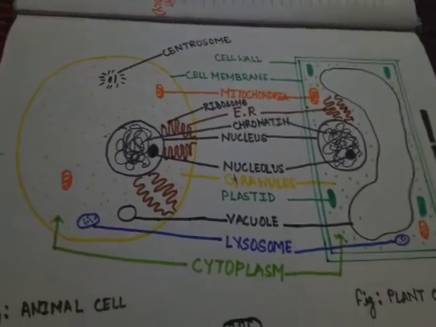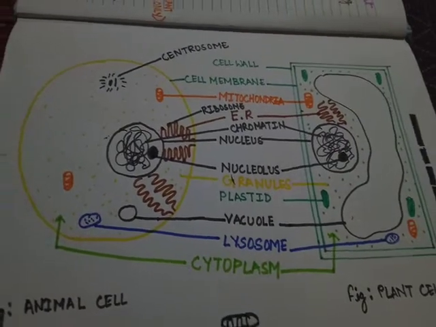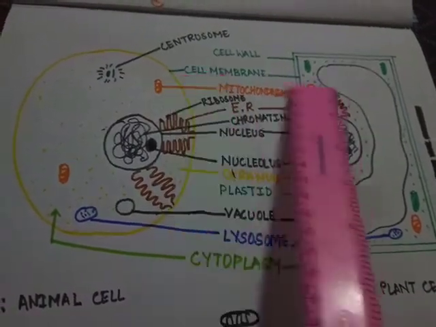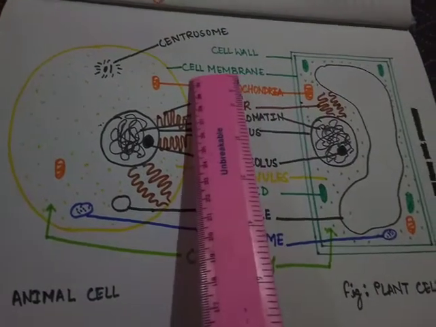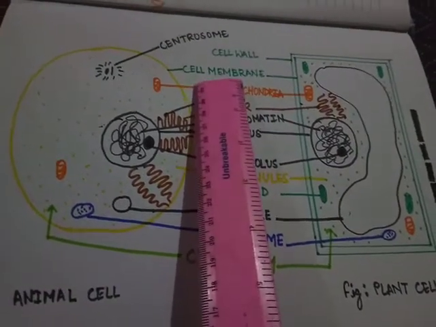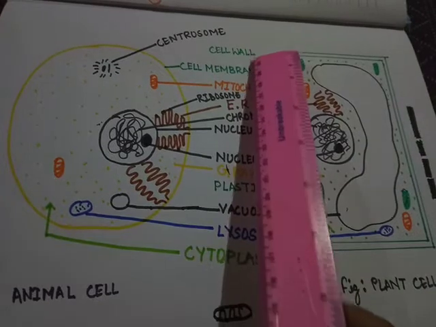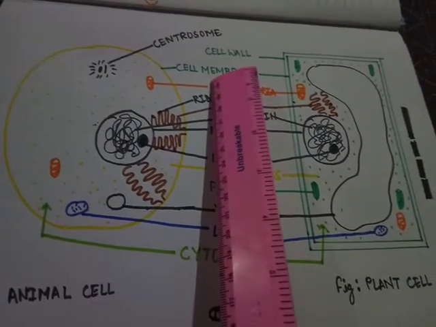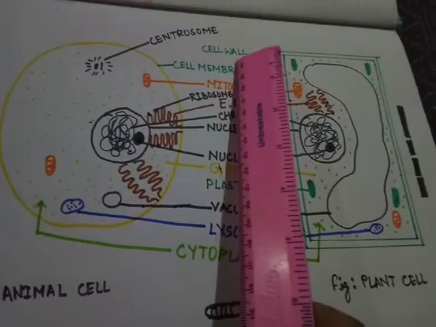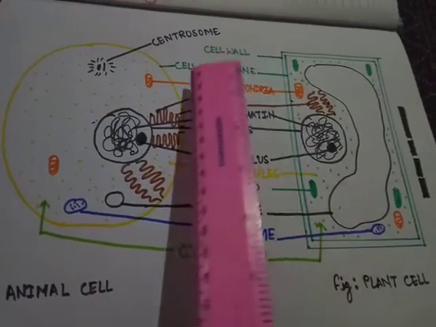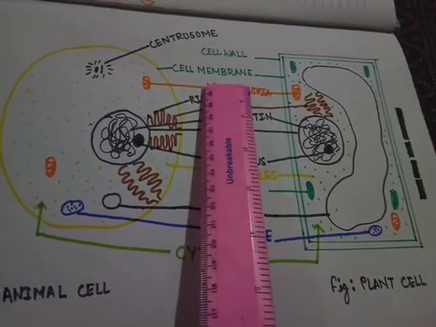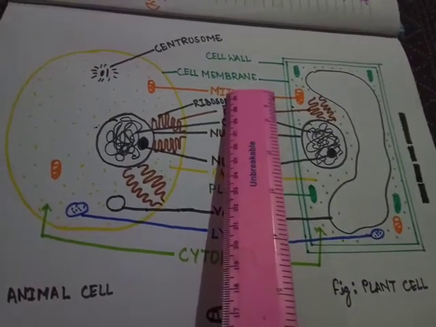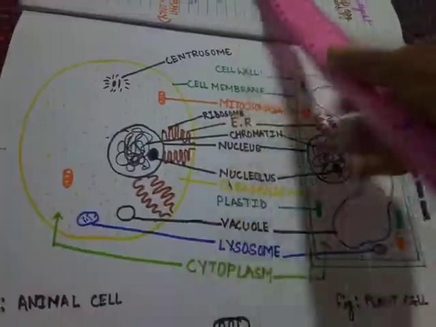Next one is the cell membrane. Cell membrane is present in both animal cell and plant cell. It is a semi-permeable membrane. The difference between the cell wall and cell membrane is that cell membrane is semi-permeable while the cell wall is permeable. Cell membrane is semi-permeable, which means it allows only certain substances to pass through it.